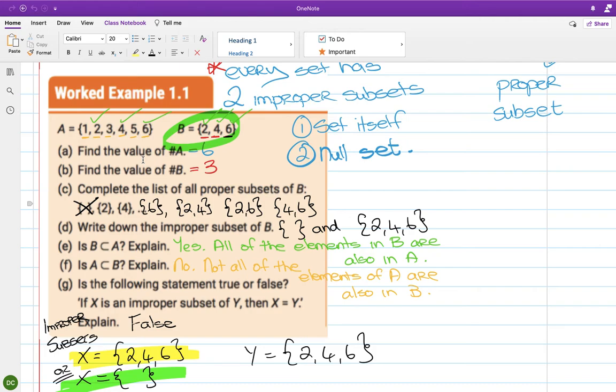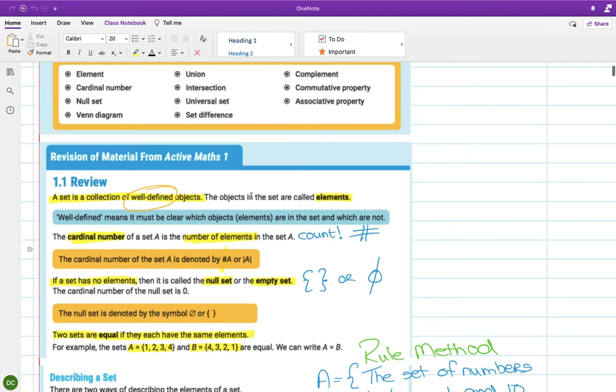this is the first time, and I've used this book a million times, that I've ever seen them not call the null set an improper subset. So I'm going to do a bit of research on this and I'll come back to you. But as far as I'm aware, there are 2 improper subsets, the null set and the set itself. If I'm wrong, I will correct myself. Okay, so there's quite a bit there.